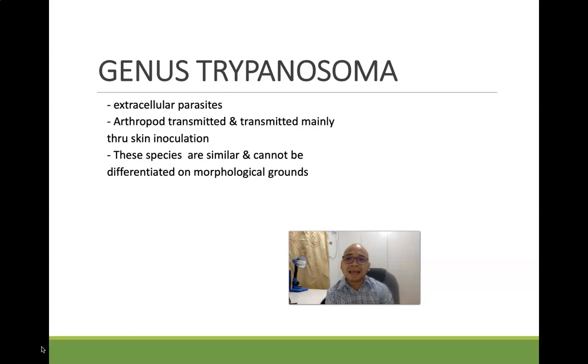However, the common denominator between Leishmania and Trypanosoma is that both of them are arthropod transmitted, which means that in order for the life cycle to continue, these parasites are usually transmitted by the bite of the vector. So these species are similar and cannot be differentiated based on morphological grounds. Fortunately, we do not have Trypanosoma in our country, but we have malaria. But that's of course another topic for discussion.